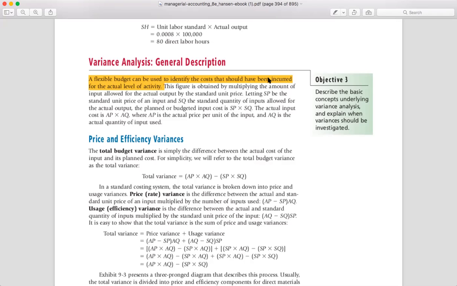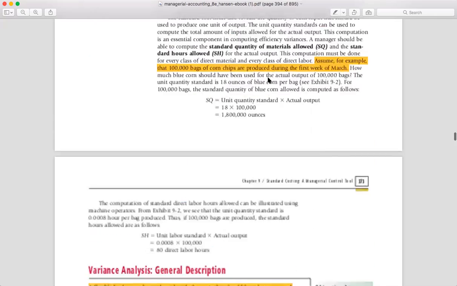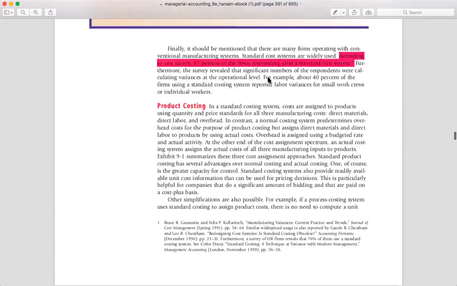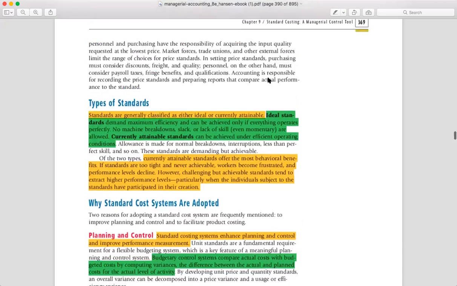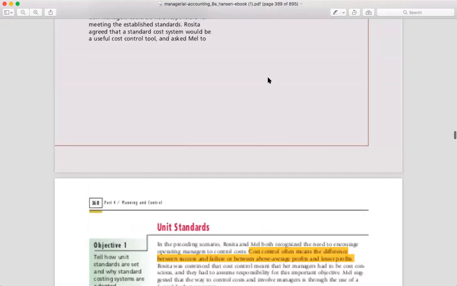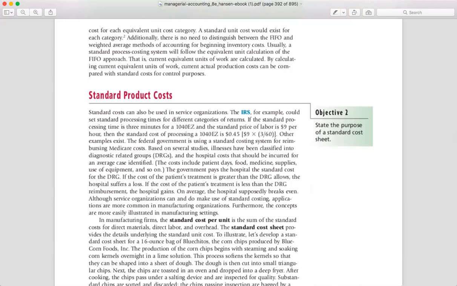Okay, I'm just going to check the information about the advantages of this standard cost. Let me write it on the whiteboard first. All right, I'm just going to review a bit about the advantages of standard costing.